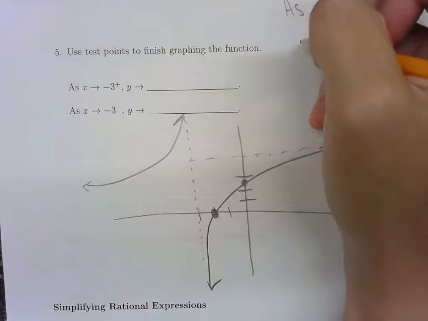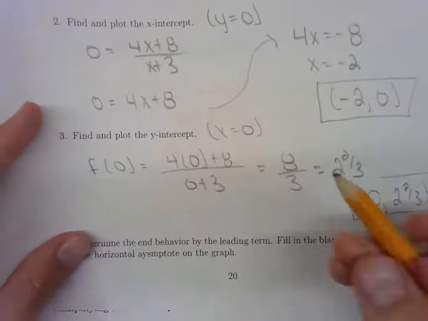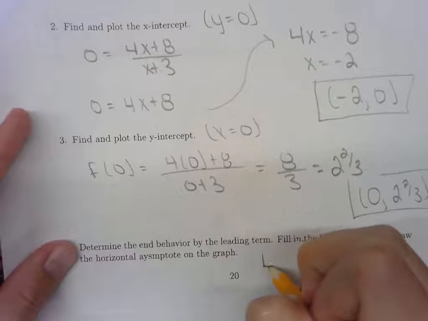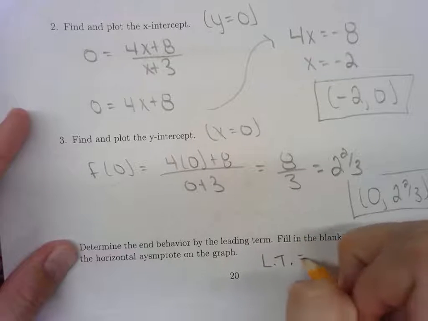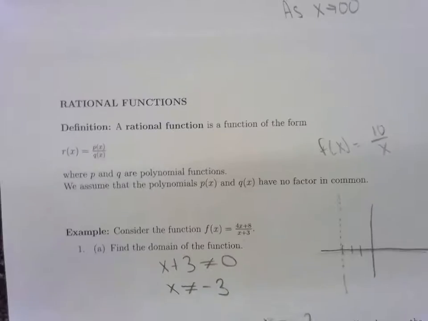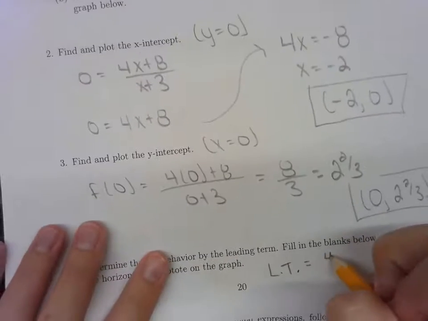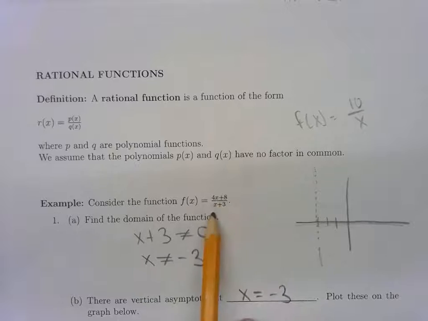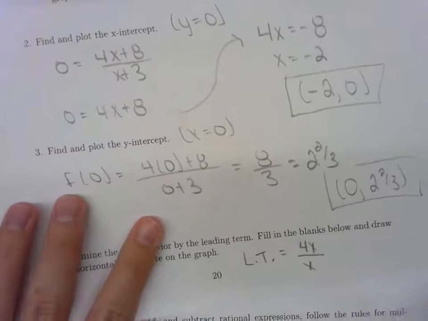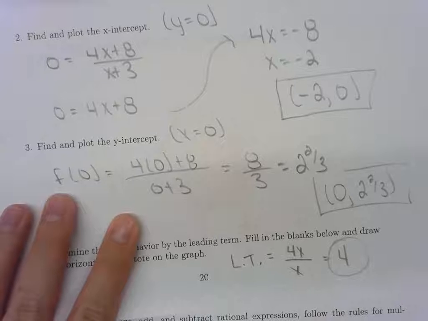So if we look at the leading term, and this is number 4, so I'm going to look back to page 20. It says determine the end behavior by the leading term. Remember, the leading term of a polynomial is the term with the highest power. So the leading term of the numerator is 4x. The leading term of the denominator is x. So the leading term of the whole thing would be 4. This is our horizontal asymptote.